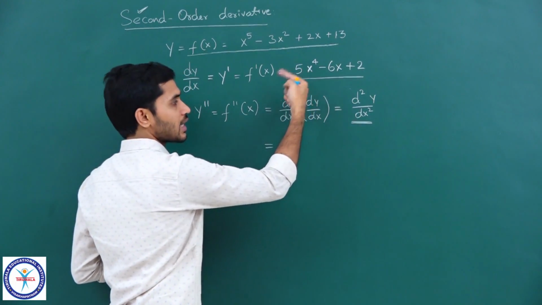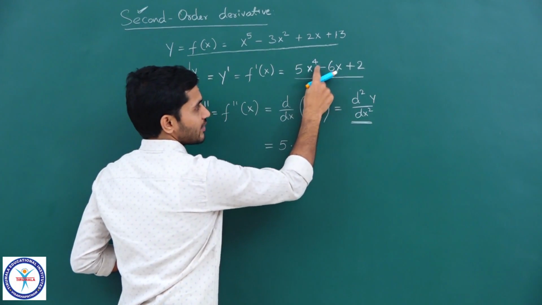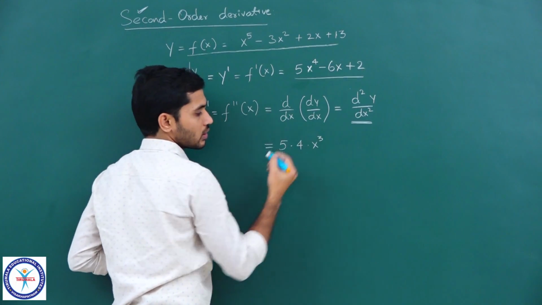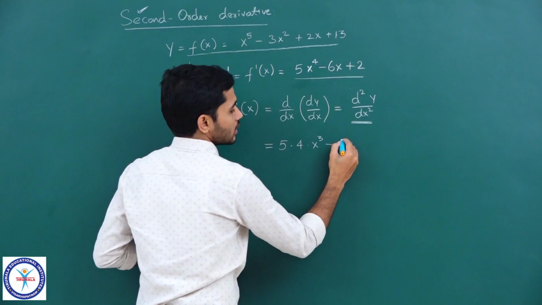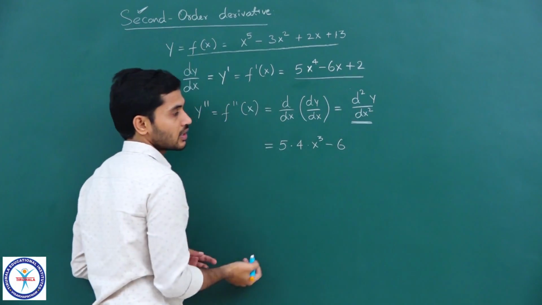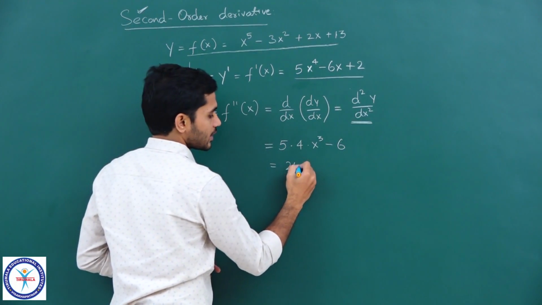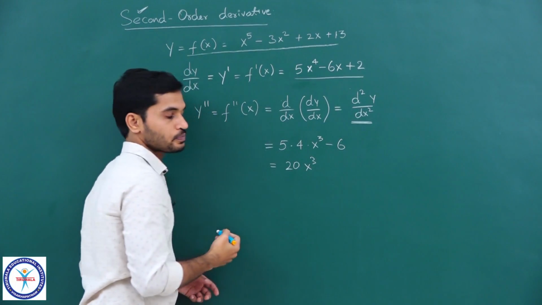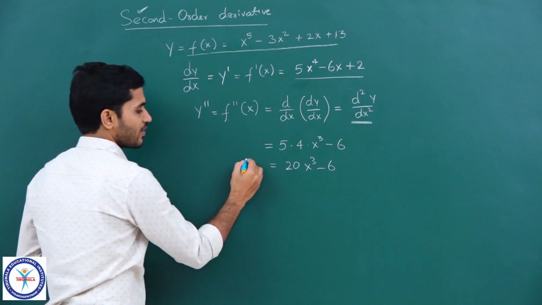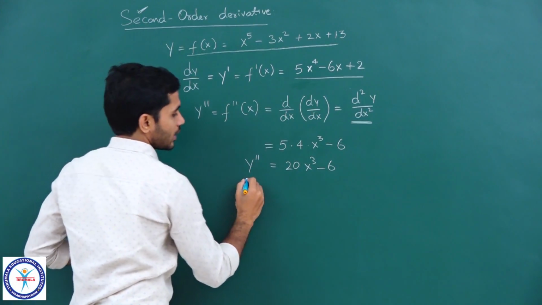When I differentiate this again, what do I get? Let us write it down. 5 into the derivative of x power 4, which is 4 into x power 4 minus 1, that is 3, minus 6 into the derivative of x, which is 1, so just 6, and the derivative of 2 is 0. So, the final expression which I get is 20x cube minus 6. That will be the value of y double dash. So, this is y dash, and this is y double dash.